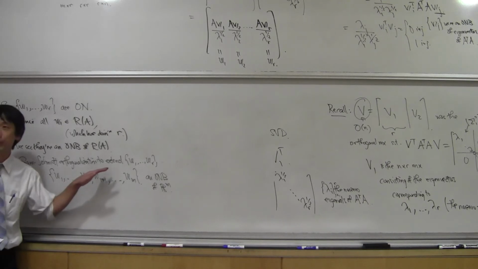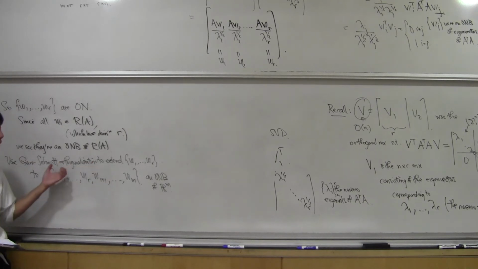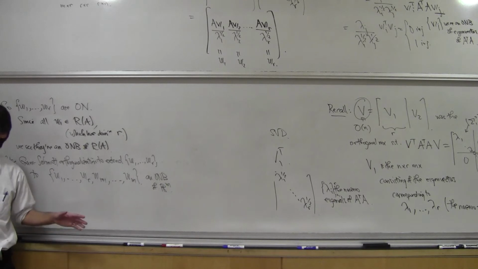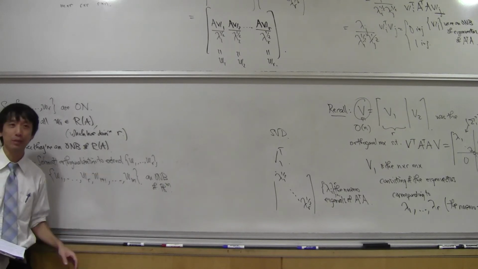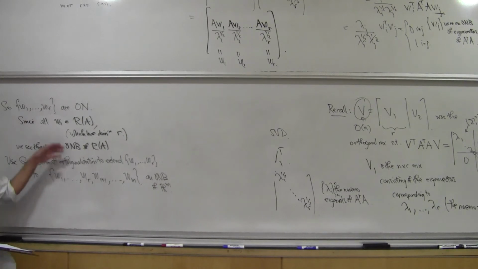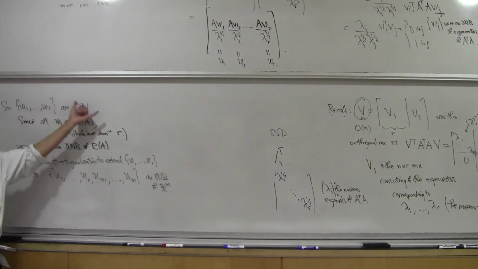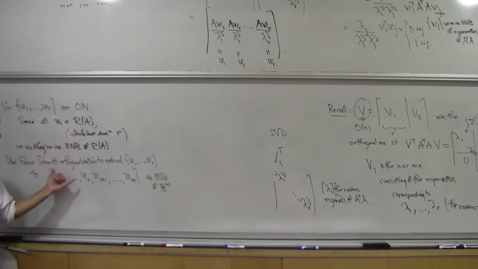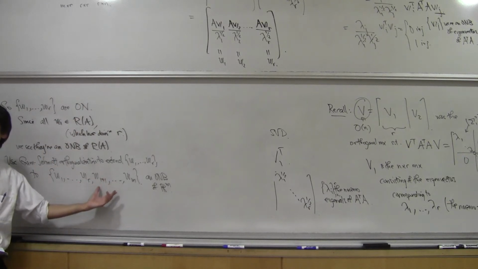Okay, remember Gram-Schmidt orthogonalization, right? You can make an orthonormal basis from a regular basis. So you take this basis, extend it to a full basis, and then use Gram-Schmidt on it to get an orthonormal basis.